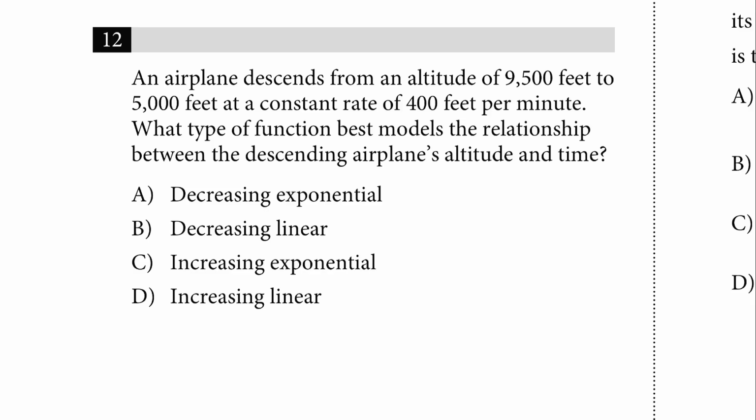An airplane descends from an altitude of 9,500 feet to 5,000 feet at a constant rate. That is very important to know. That immediately tells us that it is a linear function. And it's also telling us that it descends 400 feet per minute. So we automatically know that the option is B.